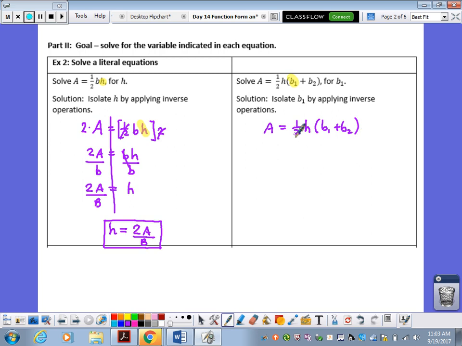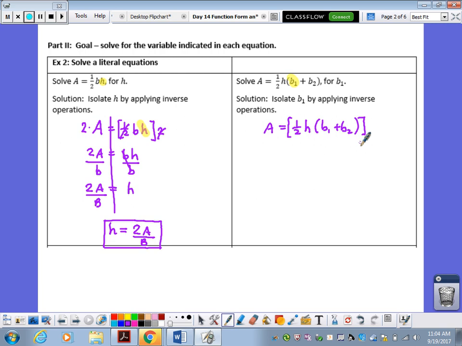The 1/2 is being multiplied by h, and that whole expression is being multiplied by the sum of b sub 1 and b sub 2. So my first step to undo this process, I need to get rid of the 1/2. Then I'm going to get rid of the h. And then eventually I'm going to get rid of the b sub 2, but I can't go inside the parentheses until I get rid of the 1/2 and h.